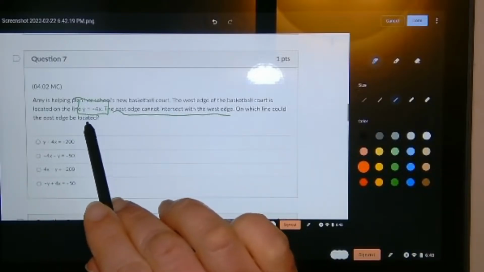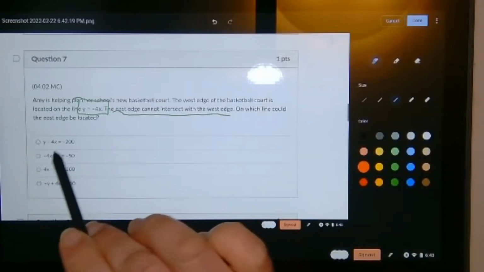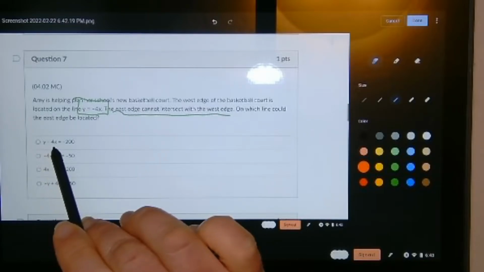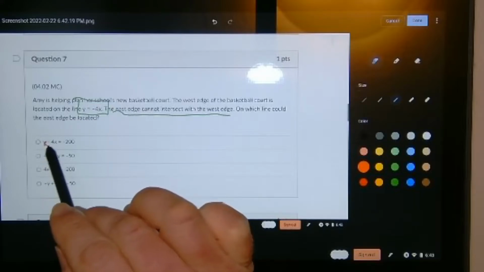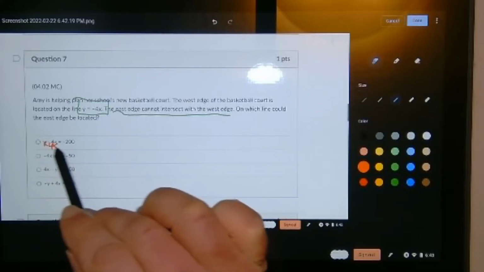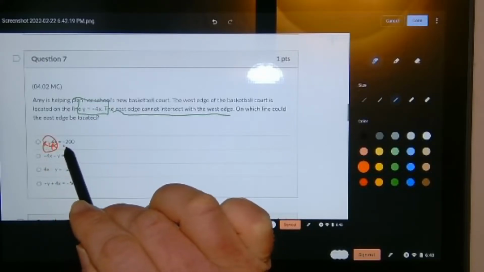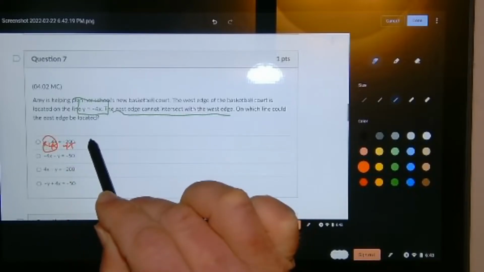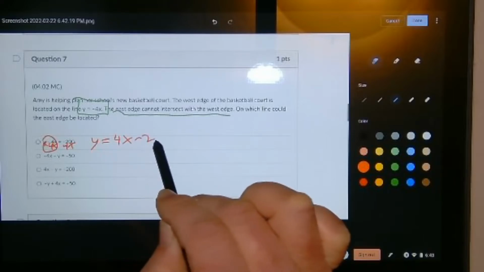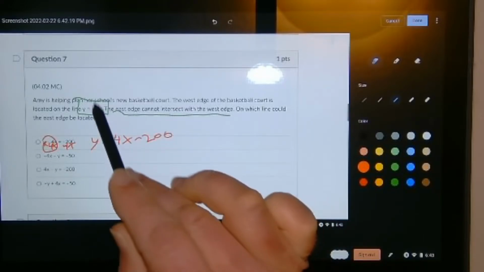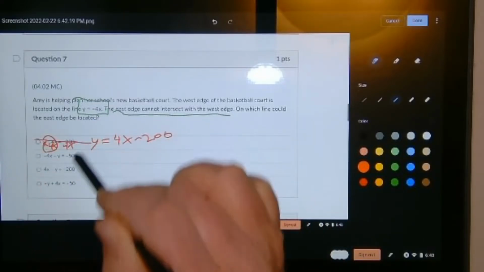So I need another one that has a slope of -4x. Well, this one has a -4x, but it's on the same side as the y. So if I added 4x to both sides to make a 0 pair and get 4x over on the other side to get it in slope-intercept form, I'd have y equals 4x minus 200. That would not be the same slope, so I've eliminated that one.